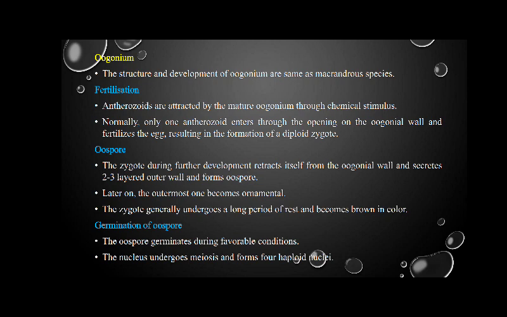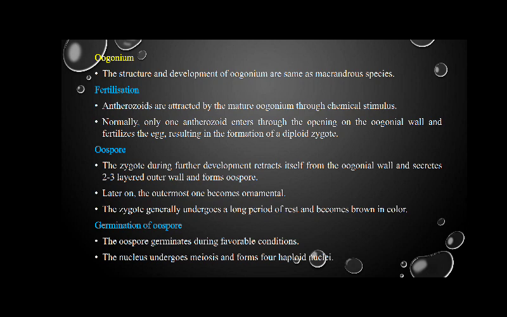Okay. The structure and development of the oogonium are the same in both nannandrous and macrandrous species. During fertilization, only one antherozoid enters through the opening of the oogonial wall and fertilizes the egg, resulting in the formation of a diploid zygote.